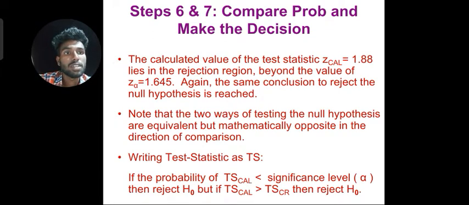Note that the two ways of testing the null hypothesis are equivalent but mathematically opposite in the direction of comparisons. Writing the test statistic as TS, if the probability of TS cal is less than the significance level alpha, then we reject H0. Or if TS cal is greater than or equal to TS critical, then we reject H naught.